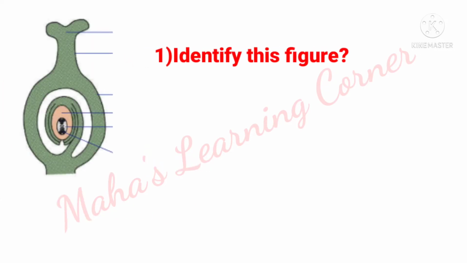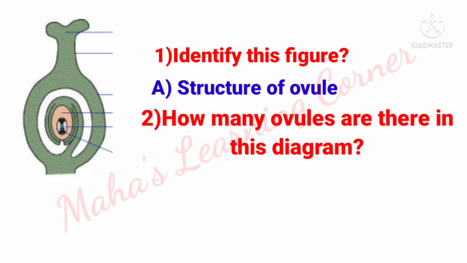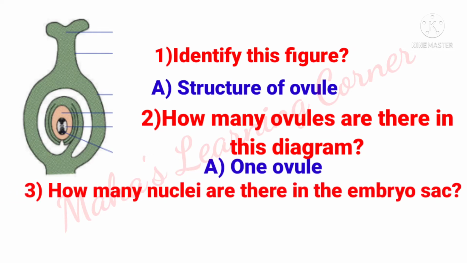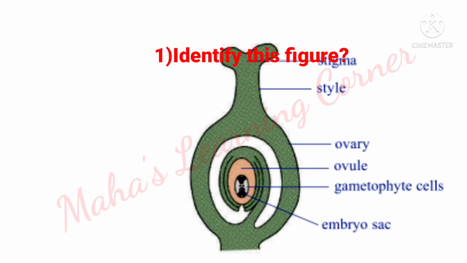Next, identify this figure. Correct answer, structure of ovule. How many ovules are there in this diagram? Correct answer, one ovule. Third one, how many nuclei are there in the embryo sac? Correct answer, embryo sac consisting of 7 cells and 8 nuclei.